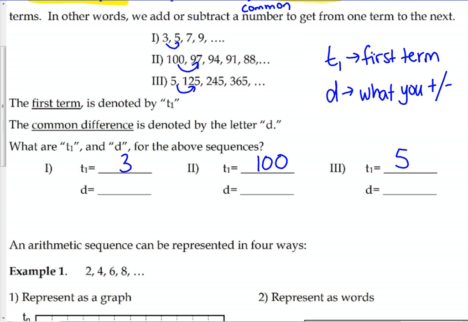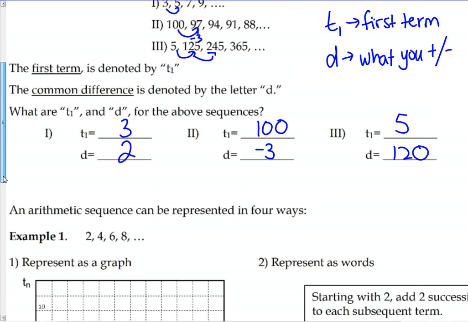Where you have to be careful is if you're subtracting something, you need to put that negative in for your common difference. So the first one, first term is 3, common difference, we are adding 2. Second one, first term is 100, common difference, negative 3. Because we're subtracting 3 each time, we're going down by 3, we want to include that negative, okay? Because we're actually decreasing by 3, not increasing by 3. The next one, what are we increasing by each time? 120. We're adding 120. Yeah, good.